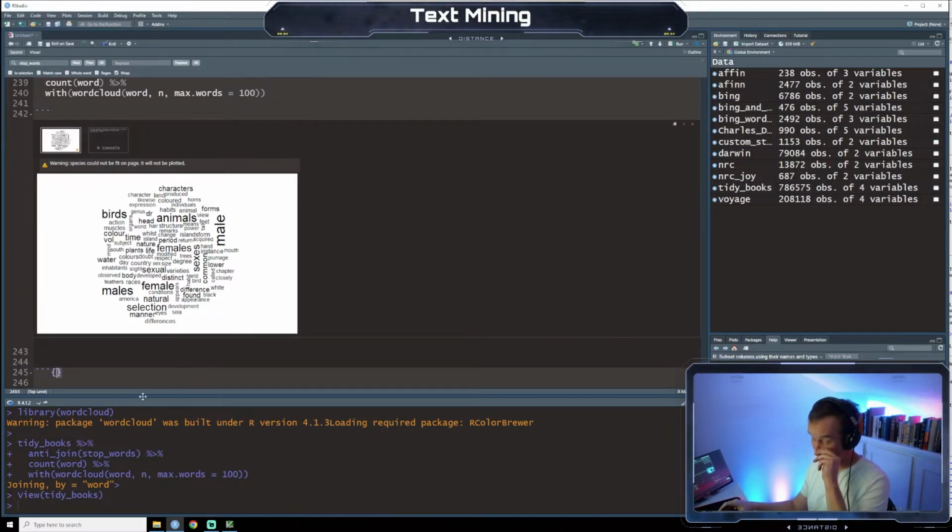If you just want your point across that these are the most common words, it doesn't matter if your viewer or reader needs to know the exact count, if it's more of a relative thing.